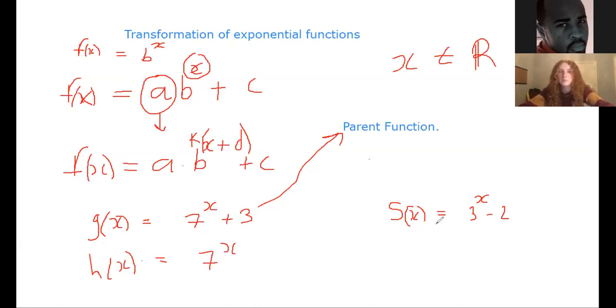Done. Next one, S of x. That one, you move it down 2. What's the parent function? 3 to the x. Okay, the first thing you should always do, you must identify the parent function. Yes, but when I look at it, I see the parent function. I know you're seeing it, but when you're doing the test, we don't know if you know it, so you have to write it.